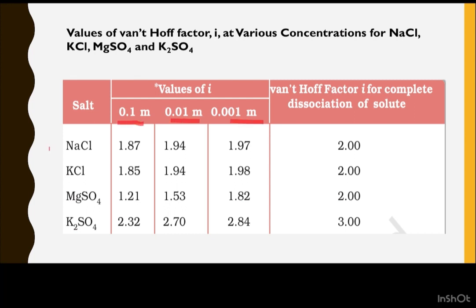For example, take NaCl. The value of i is increasing when the solution becomes more dilute, because if the solvent is more, then the dissociation of solute takes place to the maximum extent. And you will see here it is reaching almost 2, 1.97, very close to 2. And when we expect complete dissociation, that means a very dilute solution, so it will be written as exactly 2.